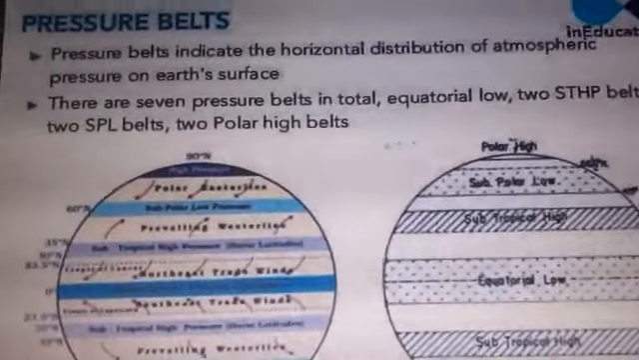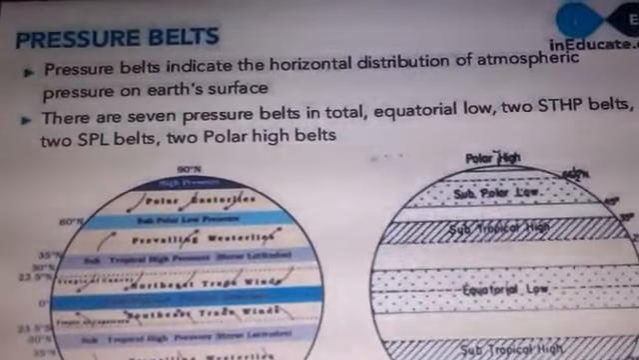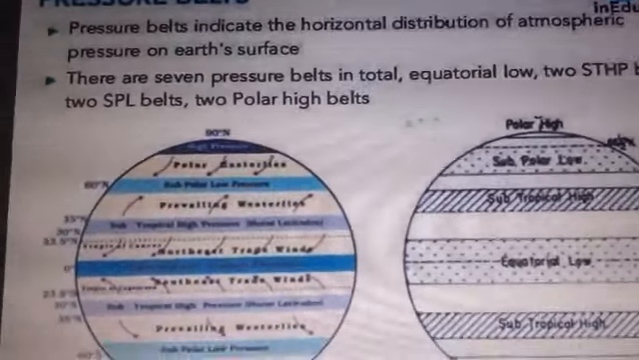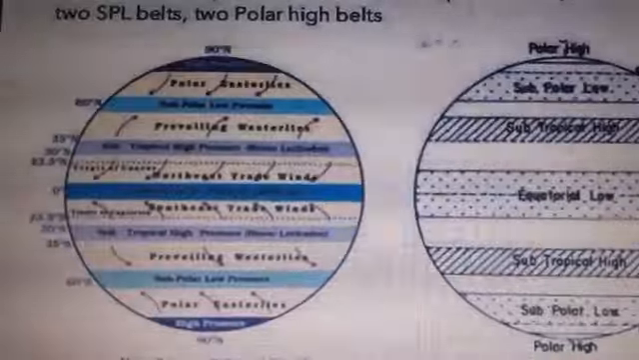Now I have shown you this diagram last time also, the pressure belts. Pressure belts indicate the horizontal distribution of atmospheric pressure on the Earth's surface. What is horizontal? This is horizontal. Means like this, straight in a line is called horizontal. There are 7 pressure belts in total. That is the equatorial low pressure belt, 2 subtropical high pressure belts, then 2 subpolar low pressure belts and 2 polar high pressure belts. You can see this diagram here, the pressure belts diagram.